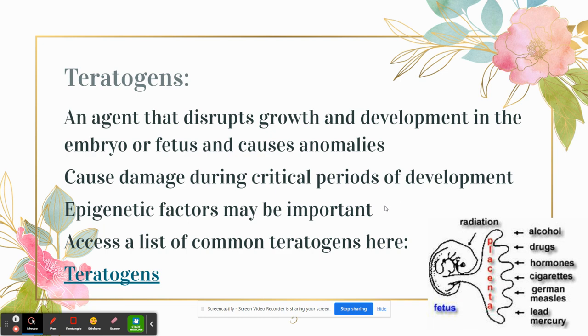That link again to the list, but here's a much shorter list. So radiation from x-rays, alcohol, drugs, hormones. So things like those testosterone supplements when we did our contraception case studies for the transgender gentleman. Tobacco, viruses like rubella or chickenpox or parvovirus, lead, mercury, all kinds of environmental agents. So you'll see that.